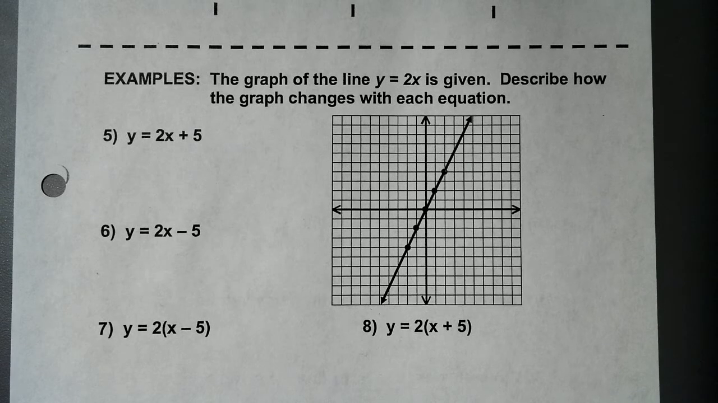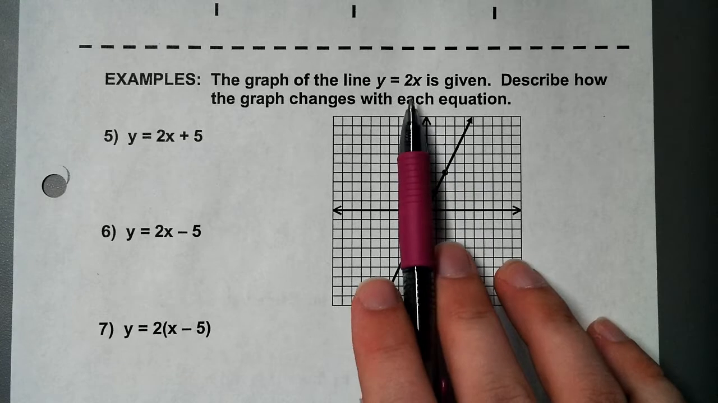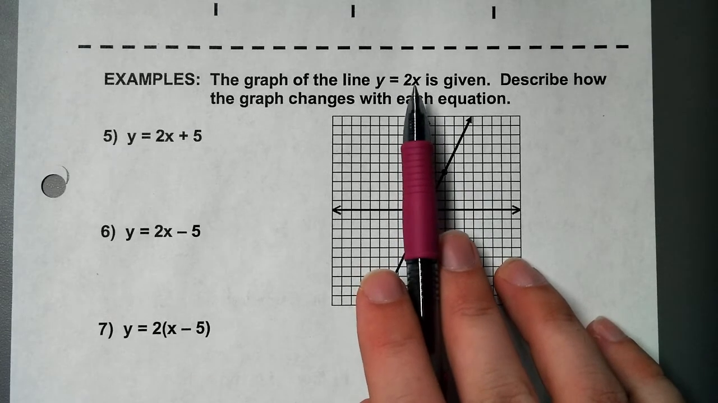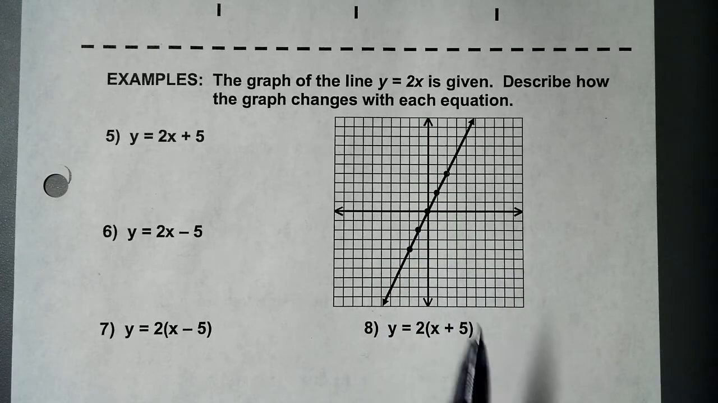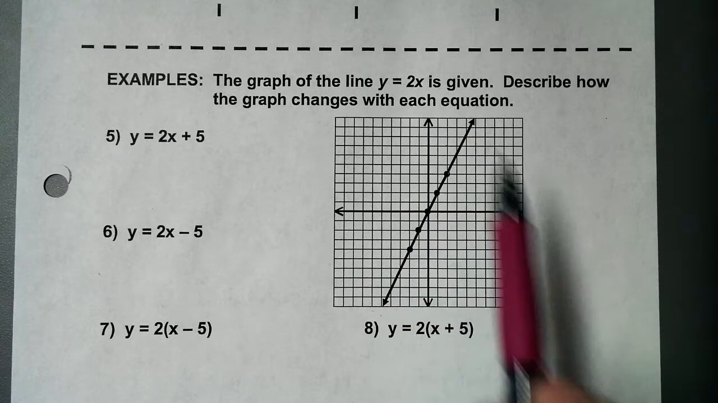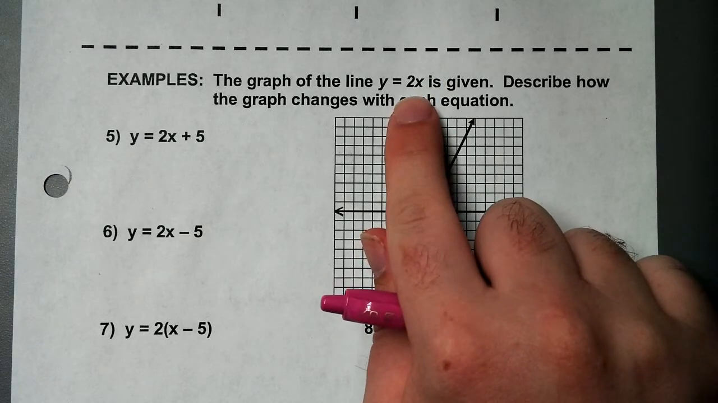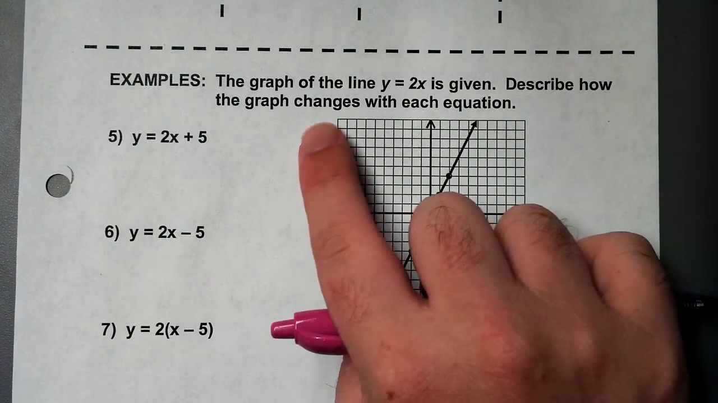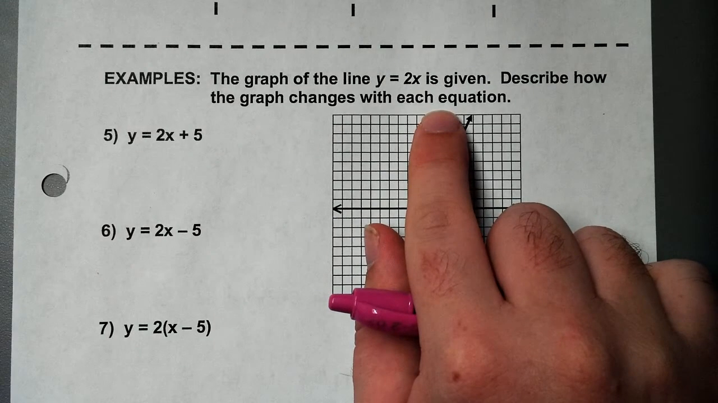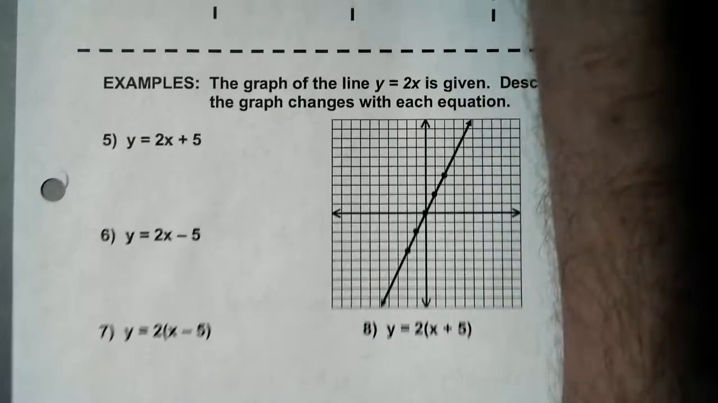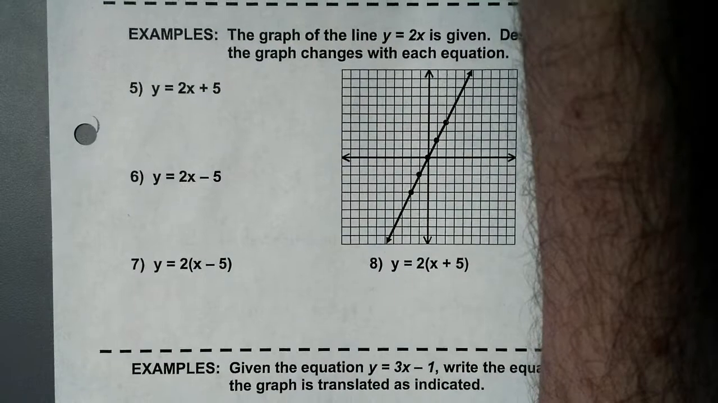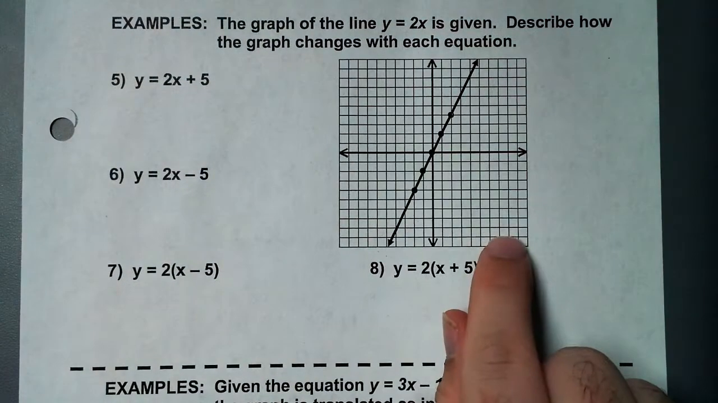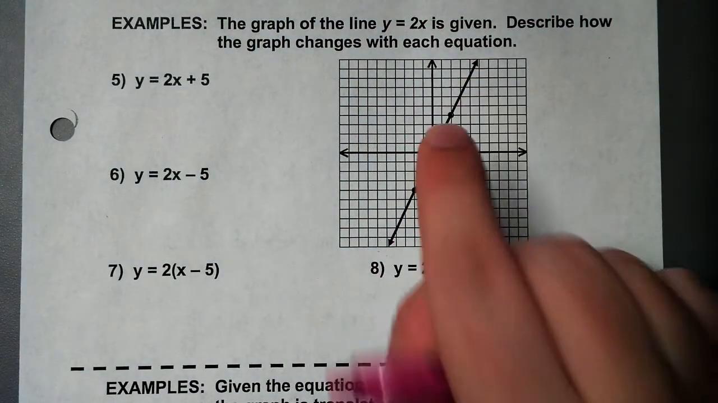Now what we're going to do is look at a regular y equals mx graph, or y equals mx plus b, but this time our b is 0. We're going to start with the equation y equals 2x and describe how it changes with each of these equations, and then we're going to graph the changes with each equation.